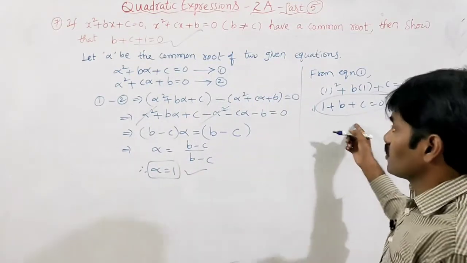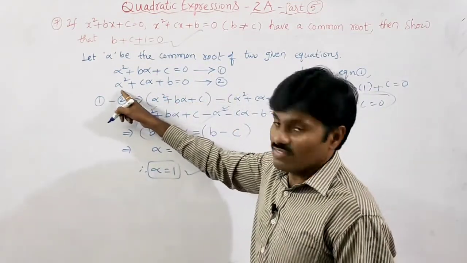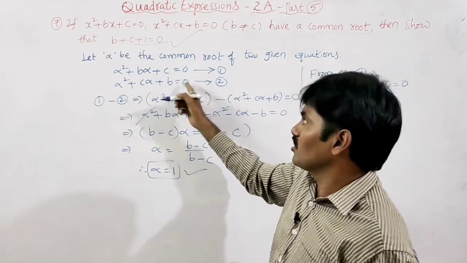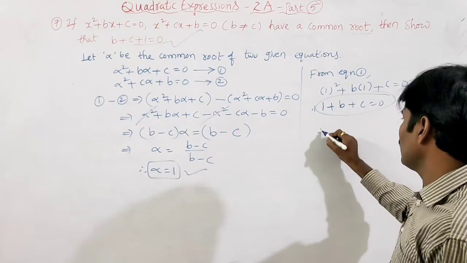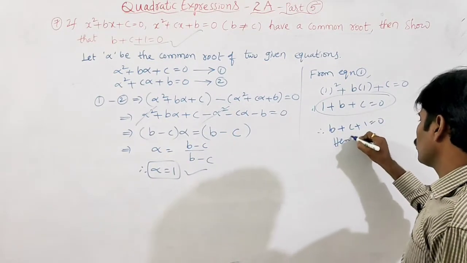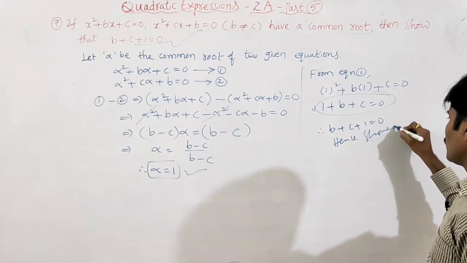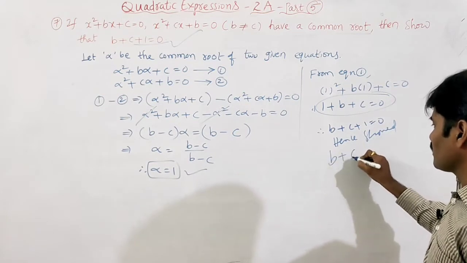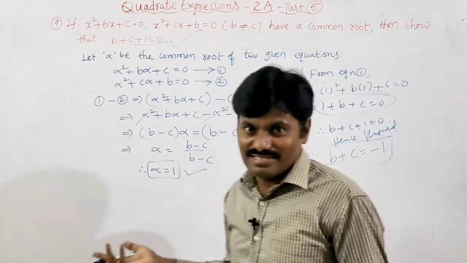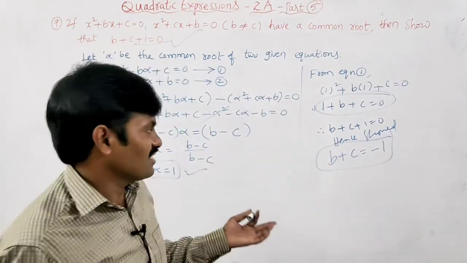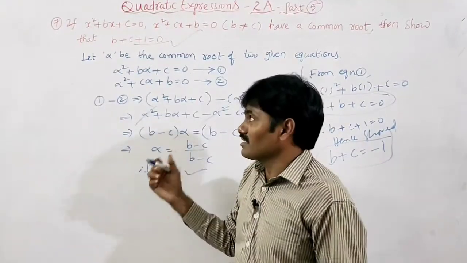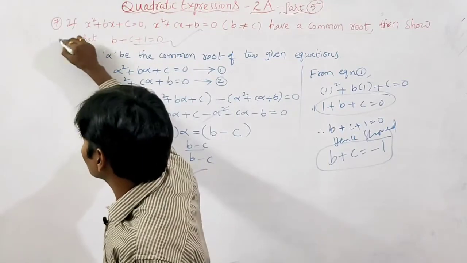Even if you substitute in the second equation also, you will get alpha square, that is 1, plus c into 1, plus b is equal to 0. So 1 plus c plus b is equal to 0, meaning again b plus c plus 1 is equal to 0. Hence b plus c plus 1 is equal to 0. Hence shown. Sometimes in our objective exams, they may ask what is the value of b plus c. That is minus 1. The value of b plus c is minus 1. That's it. Okay, done. It is most important for IPA exams. It is a frequently asked question.